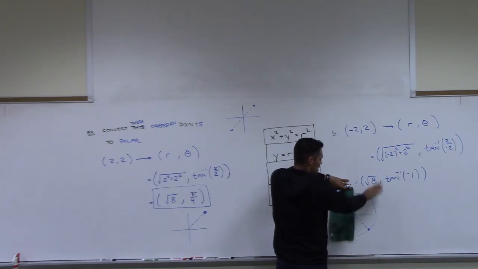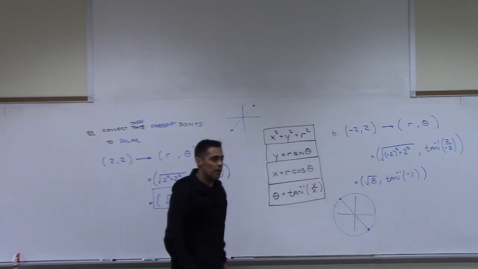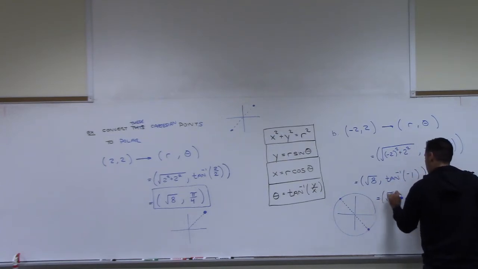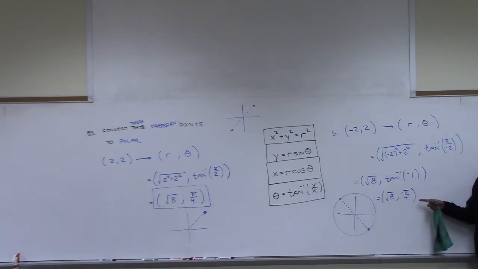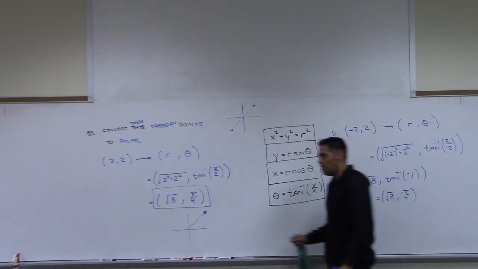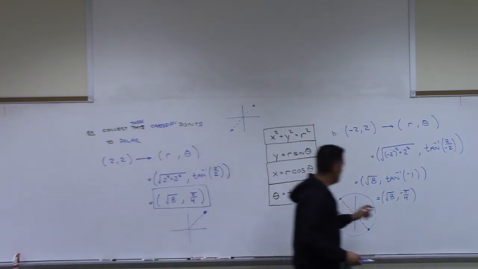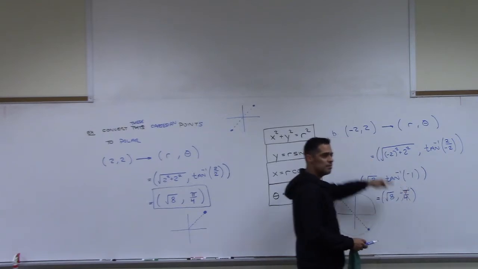Remember, arctangent's only defined between negative pi over 2 and pi over 2. So your calculator is going to say negative pi over 4. This is going to be root 8, negative pi over 4. That's what your calculator would tell you. And you would be wrong. You have to understand where your point lies. So this is incorrect. Even though it's correct from the calculator, it's not correct in terms of the picture.